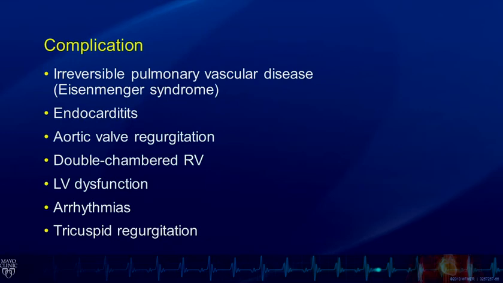The infundibular type of outlet ventricular septal defect is associated with increasing hypertrophy of muscle bundles and can result in a double-chambered right ventricle. We can see LV dysfunction over time. Certainly atrial and ventricular arrhythmias can occur, and then tricuspid valve regurgitation if the tricuspid valve leaflets are associated or entrained into especially a membranous defect.